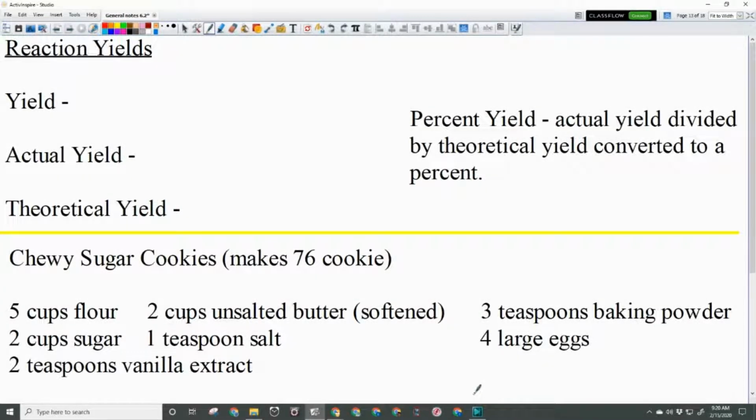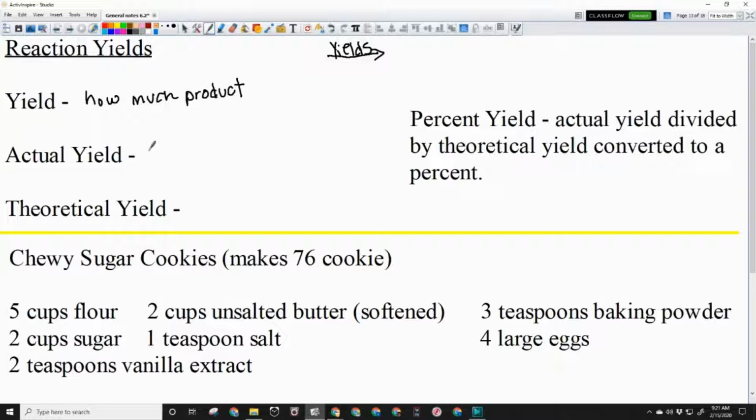So this is part 2 of stoichiometry, and we're going to talk about yields. Remember, yield is just how much you get. So in our chemical equation, the arrow that we have, that's yields. A yield is how much of your product. So we're talking about the cookie recipe that we used in the last video. Yield is the 76 cookies or 114 cookies, whichever it was. All right, so yield is how much you get.